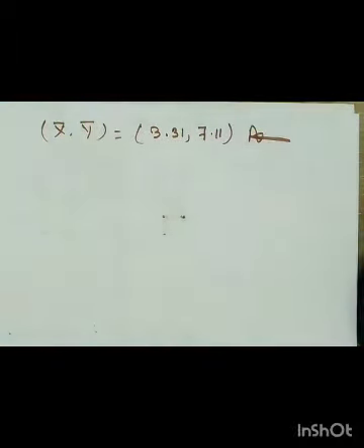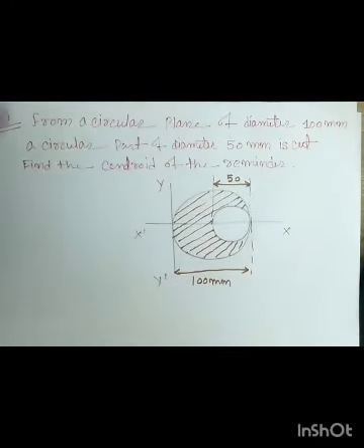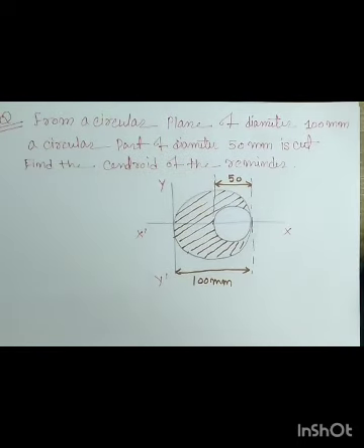Now one more problem we will discuss. This problem is about the cutout section. The problem is on the screen. You can see that from a circular plane of diameter 100 mm, a circular part of diameter 50 mm is cut. Find the centroid of the remainder.